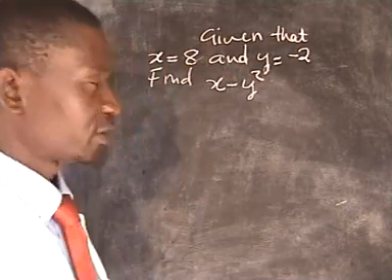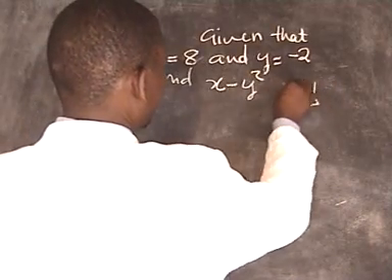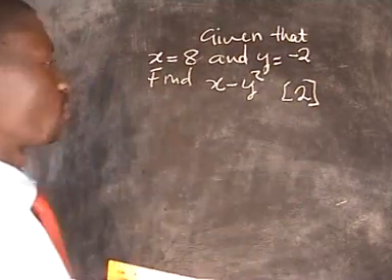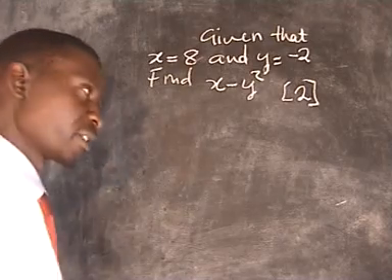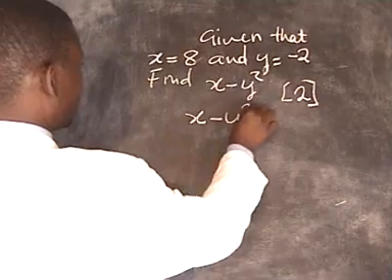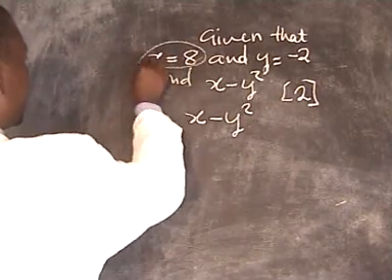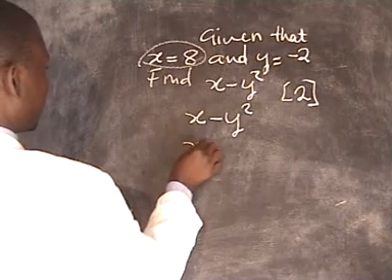To answer this question, it's not all that difficult, and the number of marks allocated to such a question was 2 marks. So how to handle it? You get the question part, which is (x minus y) to the power 2. Then what is x? X is given to be 8. So in place of x you write 8.